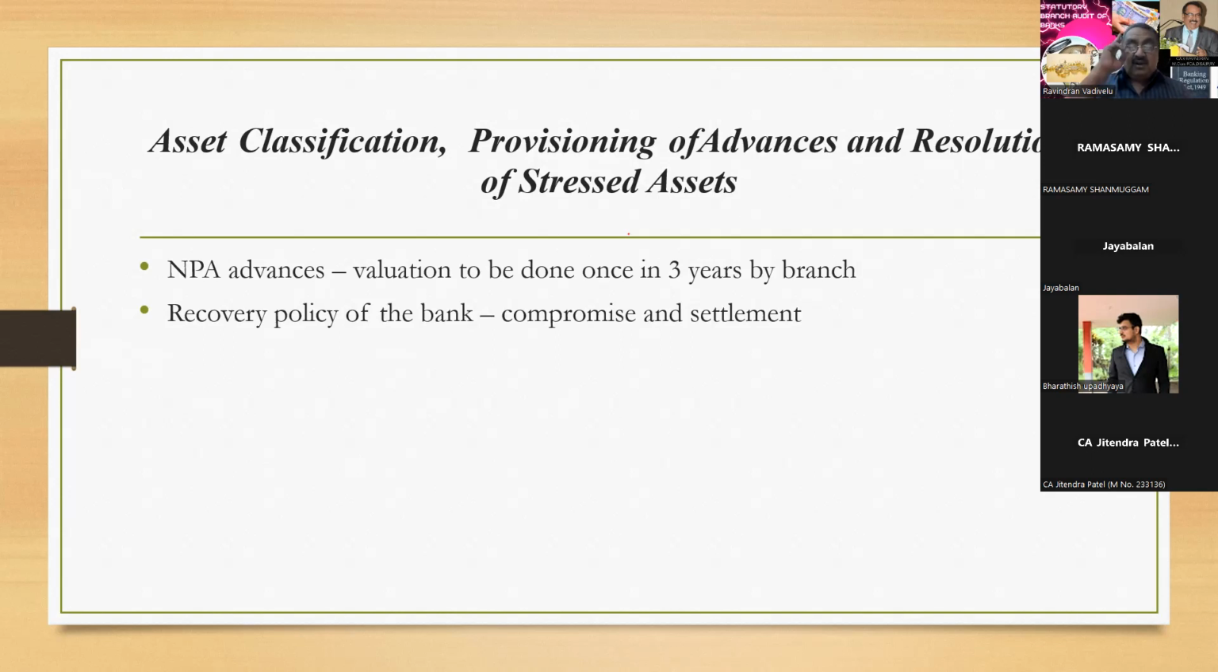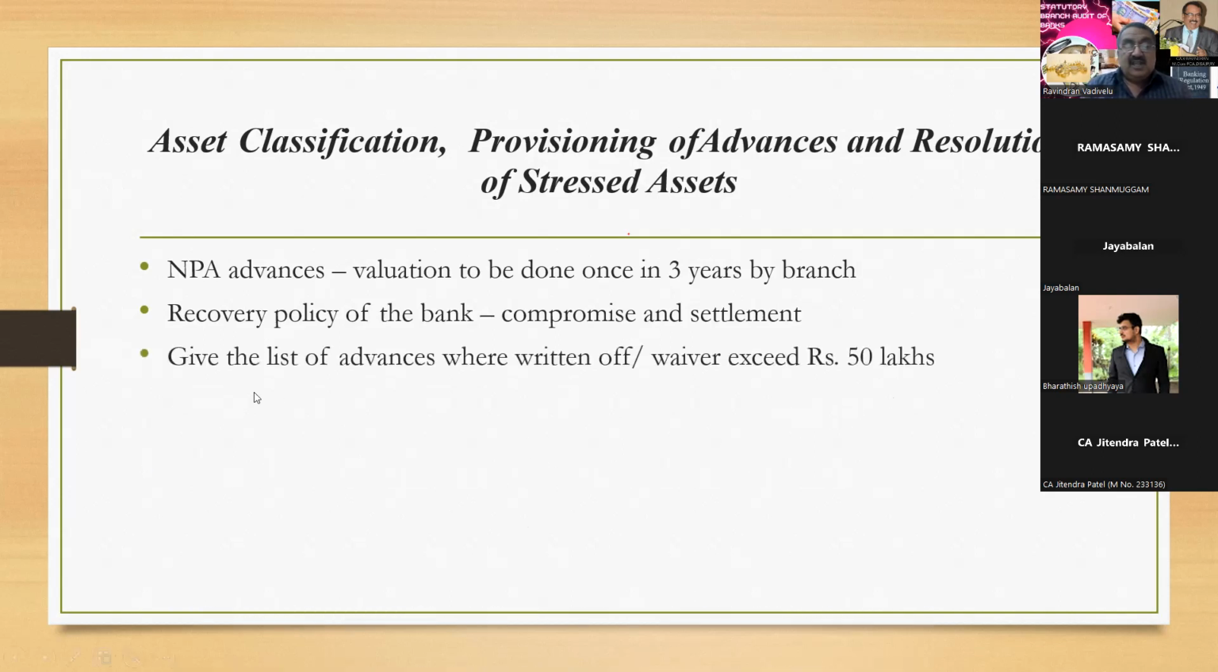So you have to see all the loans closed during the year also. So what is the recovery policy? That you have to see. Give the list of advances where the write-off or waiver exceeds 50 lakhs. Here I want to share one important thing that is also related to one-time settlement and also the waiver.